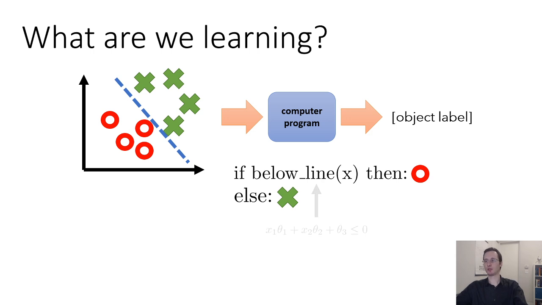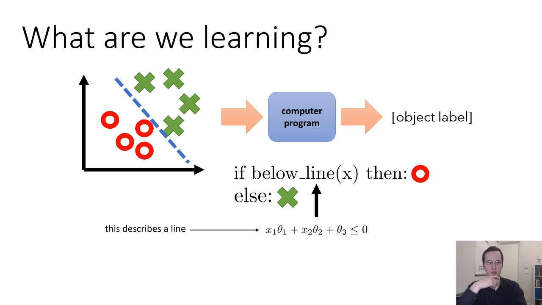And this function below line could be implemented like this. Take the first dimension multiplied by theta 1, take the second dimension multiplied by theta 2, add theta 3, and if that's less than or equal to 0, then report true, else report false. Right? So this is a computer program. But this computer program has some parameters. So with the code that I have here on the slide, this is not enough to fully specify this program, because I haven't told you what theta 1, theta 2, and theta 3 are. So you can think of machine learning as basically a computer program with some free parameters. In this case, the parameters are theta 1, theta 2, and theta 3.